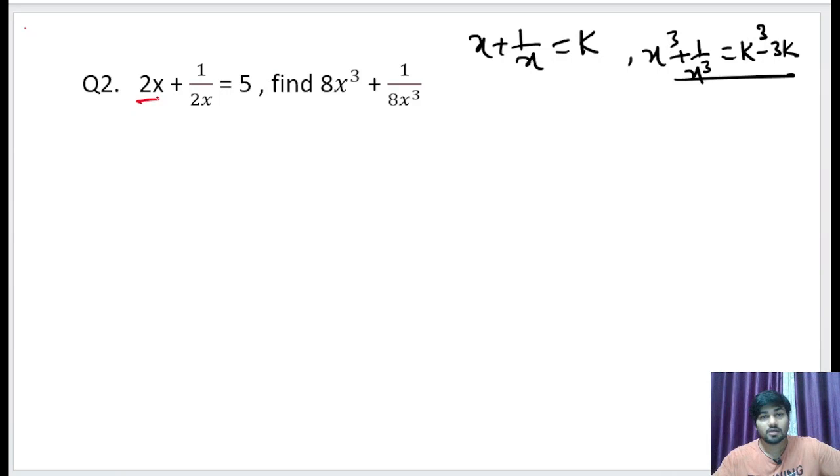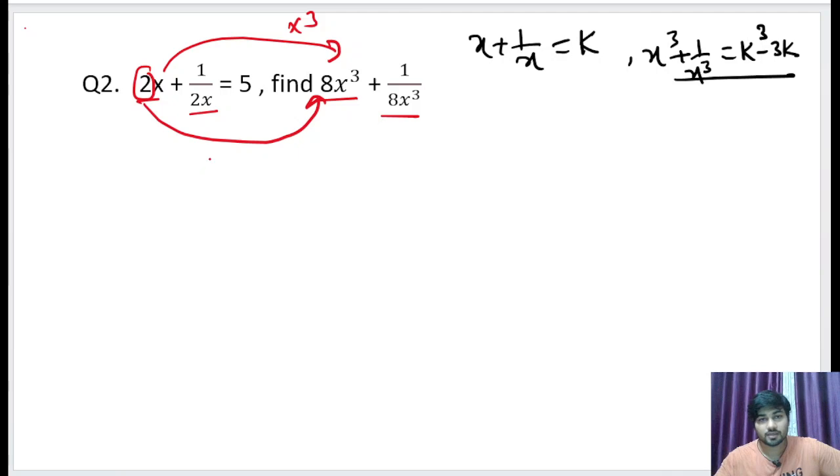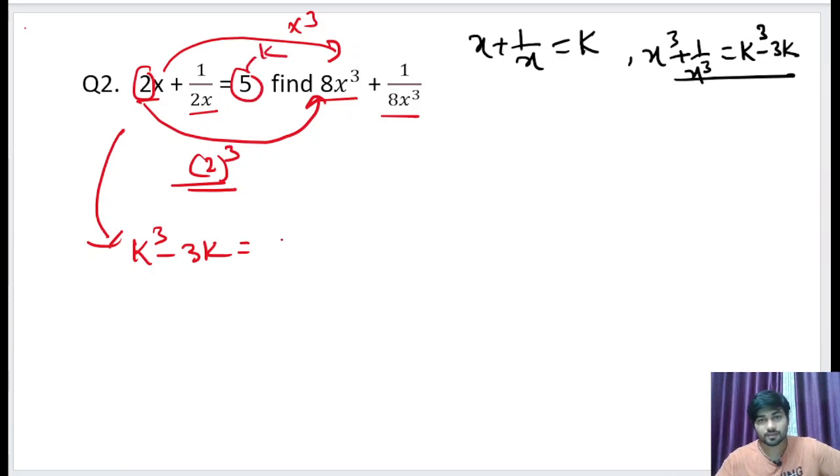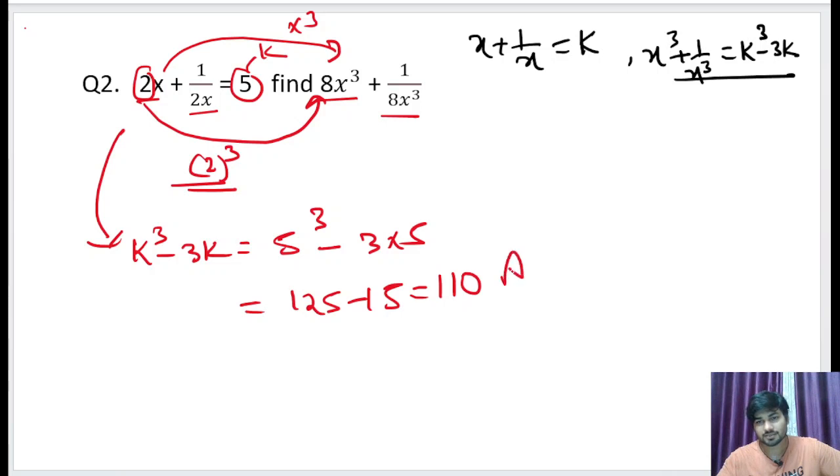Let's come back to our question. Here this is 2x, and here this is 8x cube. I can clearly see that the power is 3 times, and this is cube, 2 cube. So I can directly apply the formula, k cube minus 3k, where the value of k is 5, that is 5 cube minus 3 into 5. So it will be 125 minus 15, which is equal to 110. That is your answer.